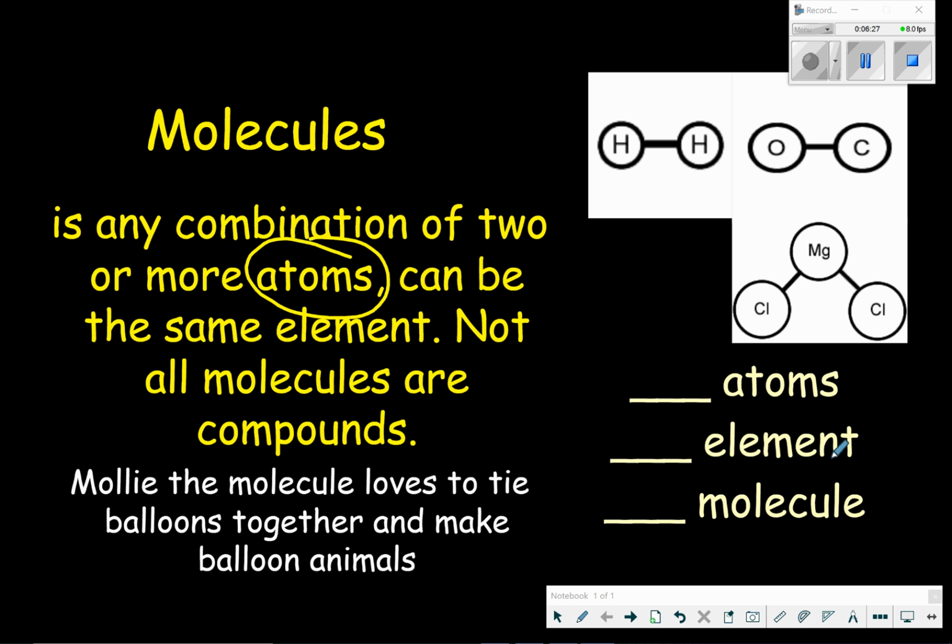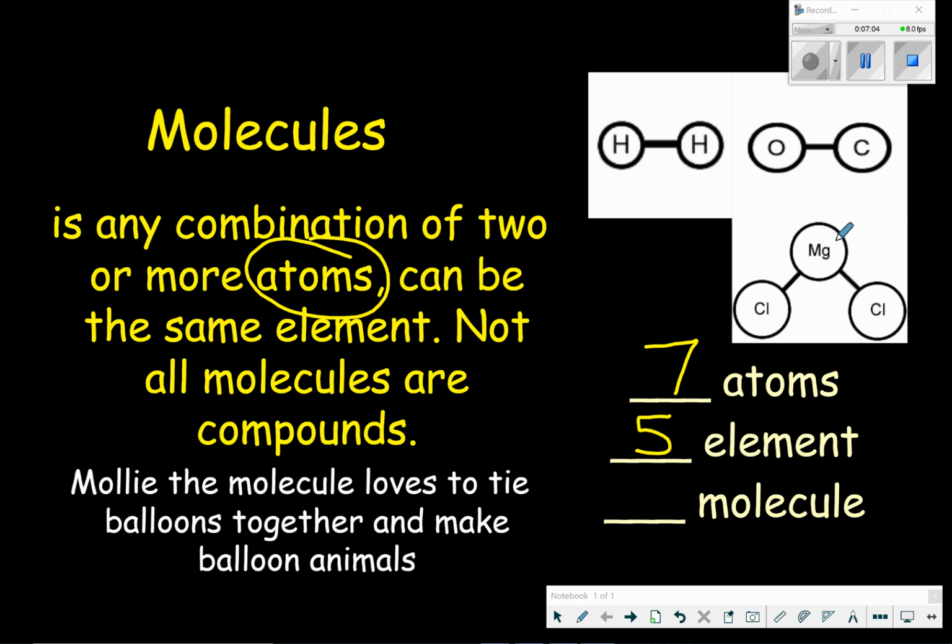So let's count our atoms. We have 2 chlorines, you've got 1 magnesium, you've got 1 carbon, 1 oxygen, and 2 hydrogens. So again, we have 7 atoms. Elements, we've got chlorine, magnesium, carbon, oxygen, and hydrogen. We have 5 different elements. Now, molecules are any combination of 2 or more atoms.